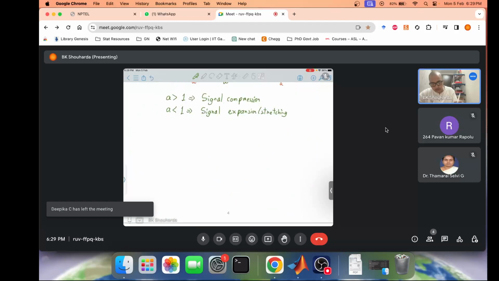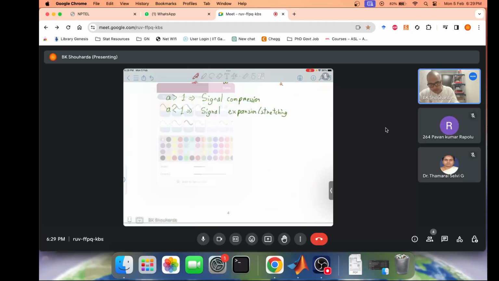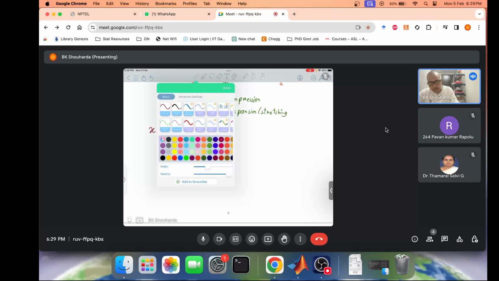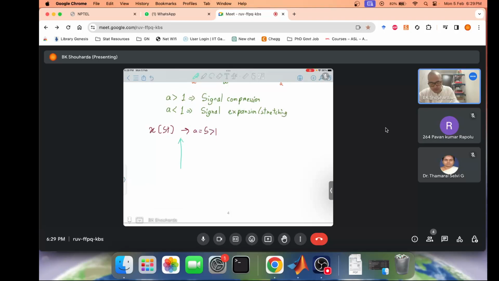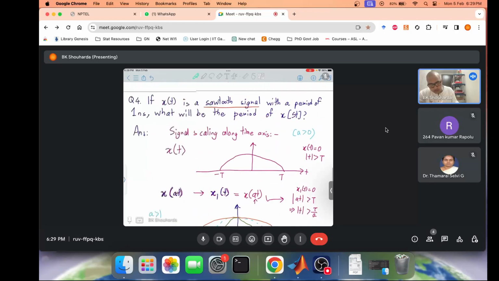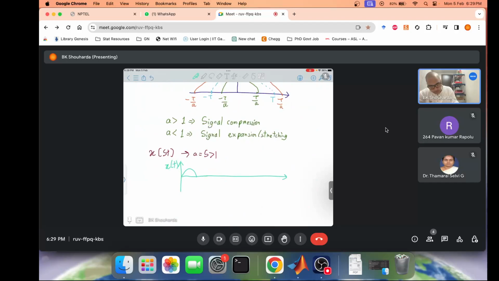So we have x of 5t, and here a, which is 5, is greater than 1, which means that the signal is compressed. Okay, so let us assume any arbitrary waveform which has a period of 1. So our x of t repeats every 1 nanosecond. So let's have this. So it's 0, 1, 2, 3, 4.